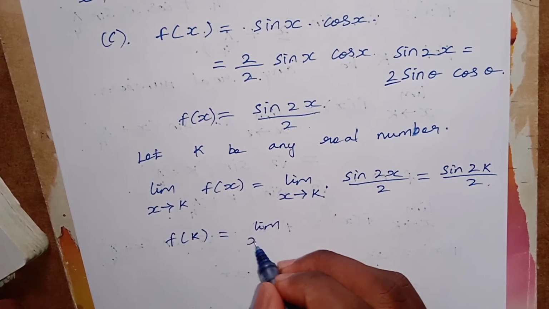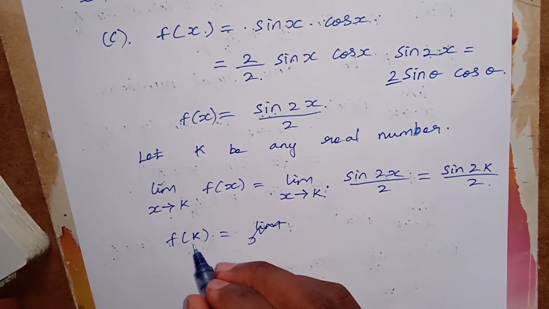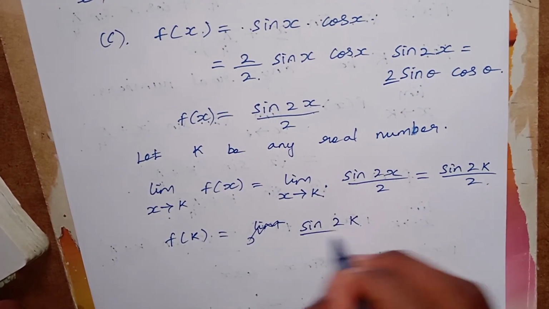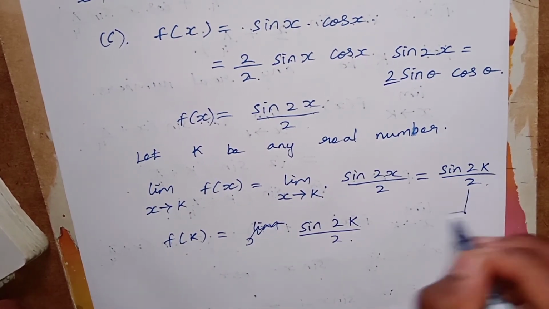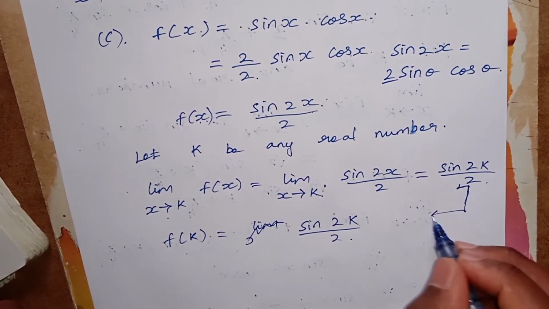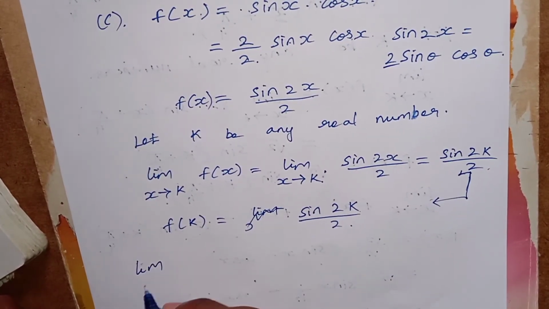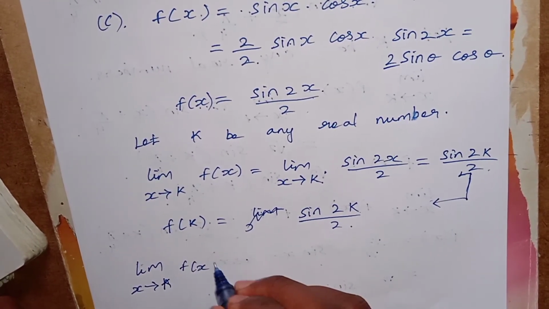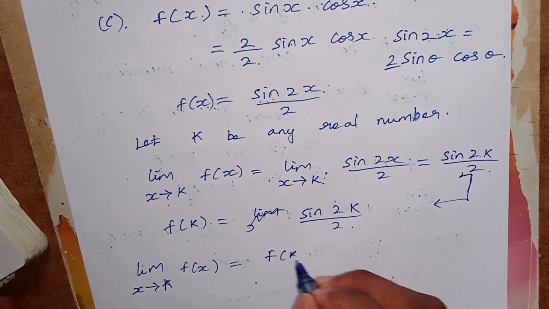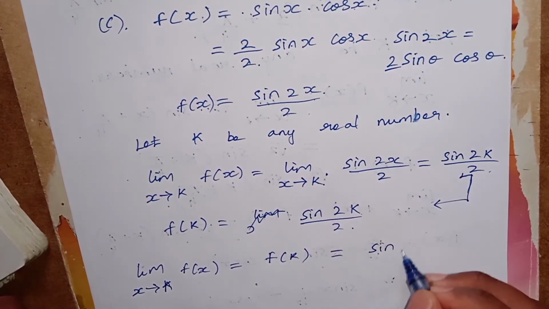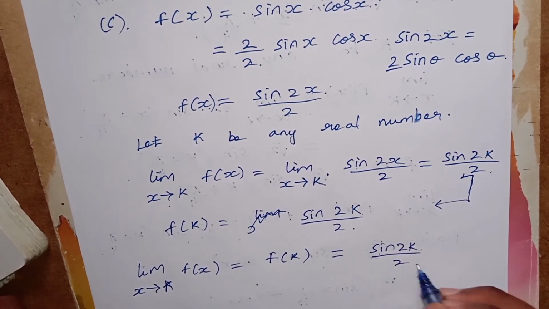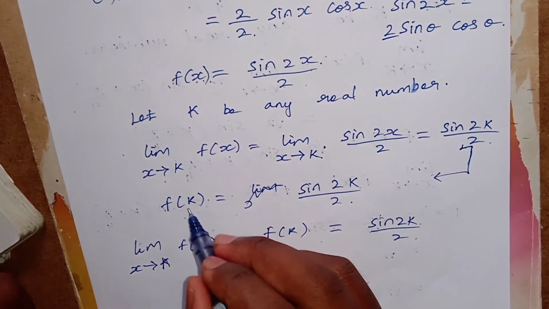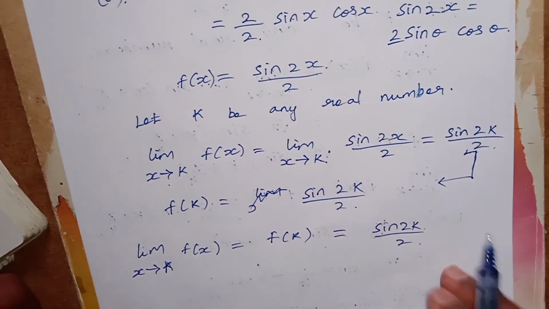Here no need to apply the limit. In the place of x you have to substitute k, therefore sin 2k divided by 2, therefore these two are equal. Finally you have to write limit x tends to k of f of x equal to f of k equal to sin 2k by 2. Therefore here it is continuous at any real values. For any real numbers it is continuous.